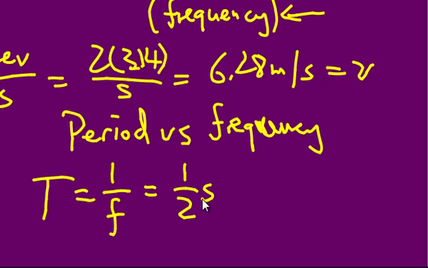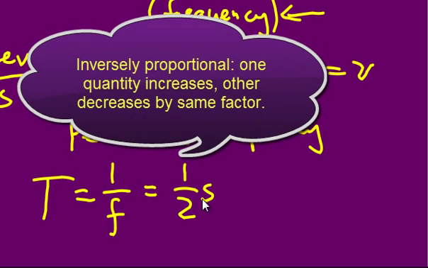So if the period of a revolution is half a second, that means it'll do 2 of those every second. Half and half is 1 second, and a revolution for each of those is 2 revolutions per second. So period and frequency, we say they are inversely related. In fact, not only are they inversely related, they're inversely proportional. As one goes up, the other goes down by the same factor.